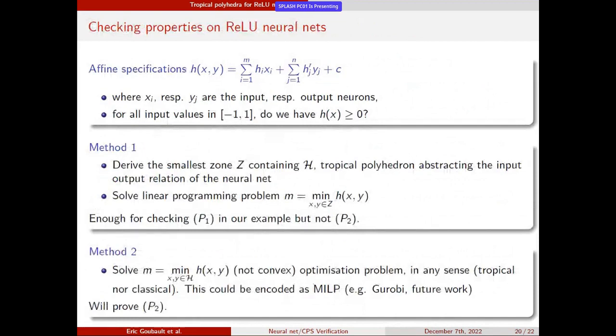And so eventually we get to the end of the analysis, and then we have a big tropical polyhedron that represents relationships between the neurons, and we want to check some property defined as an affine function. It's a classical affine function, not a tropical one. So we have to find what we can do. One solution, which can be done in polynomial time, is to again do a zone abstraction of the tropical polyhedron. And then we use linear programming, and we can check what we want. But of course, here there's a big abstraction.